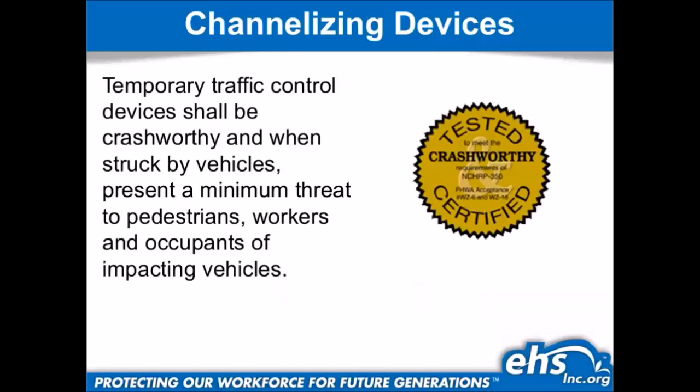Anything that you're using to direct traffic, delineate traffic would be a better term here, has to be crashworthy. Crashworthy just means when they're struck by vehicles, it doesn't cause harm to people walking the areas nearby, people working nearby, and causes minimum threat to the person who's driving the vehicle. So this thing that you're crashing into should not fly through the windshield and harm you that's driving.